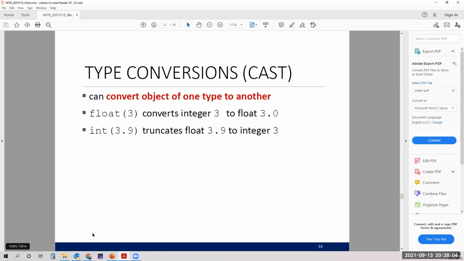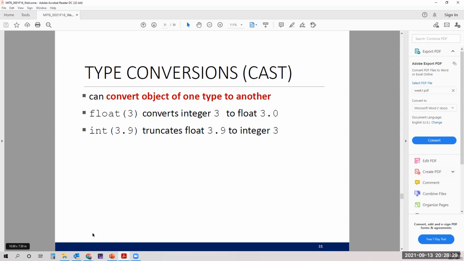Okay, can we convert types? Yes, the answer is yes. We can convert an object of one type to another. float(3) will give me the answer 3.0. int(3.9) will truncate all the decimal part and give me only the integer number, which is 3. It will not round it.